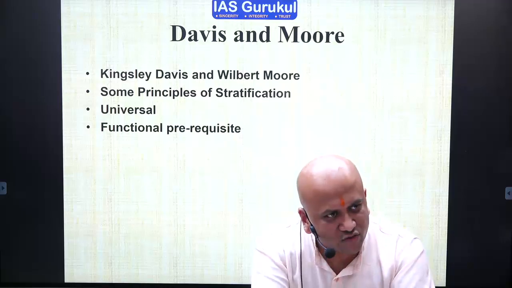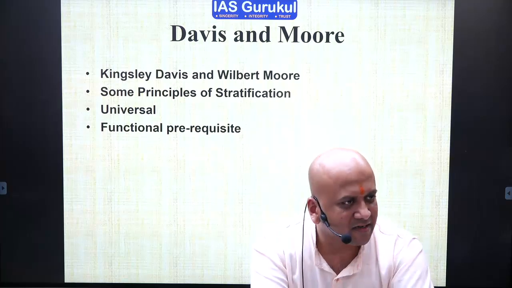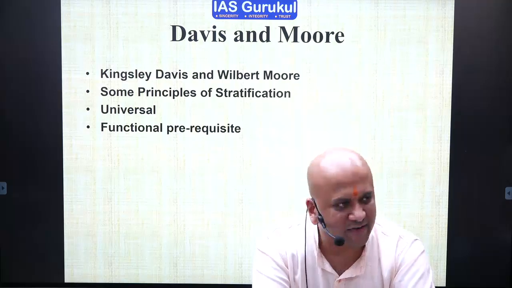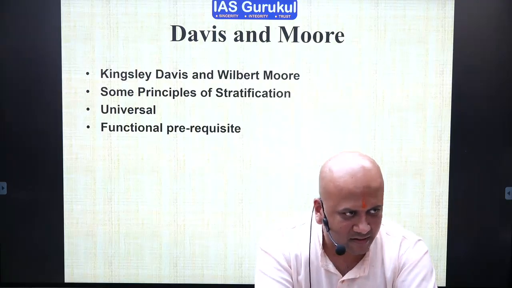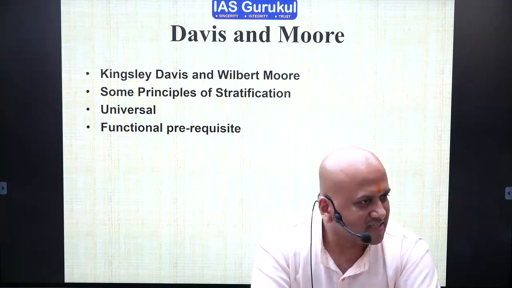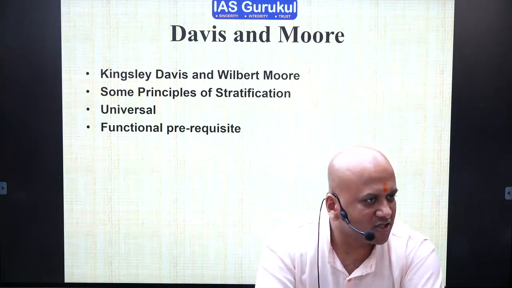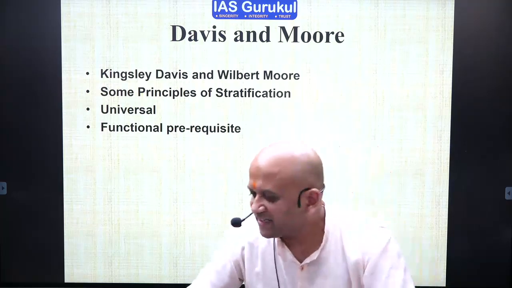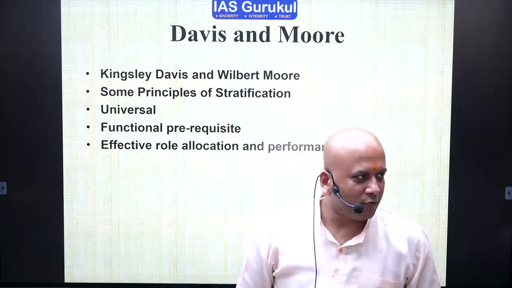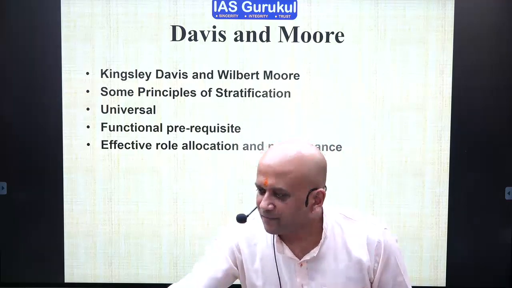Which is so important that the society cannot exist without it. Certain tasks or functions must be accomplished, must be performed, for the society to be able to exist. Those are functional prerequisites. They are pre-required, if you recollect. So, social stratification is universal because it fulfills the functional prerequisite of effective role allocation and performance.